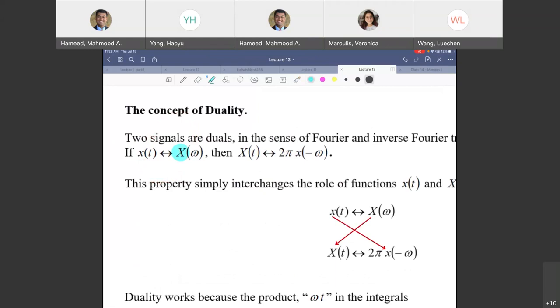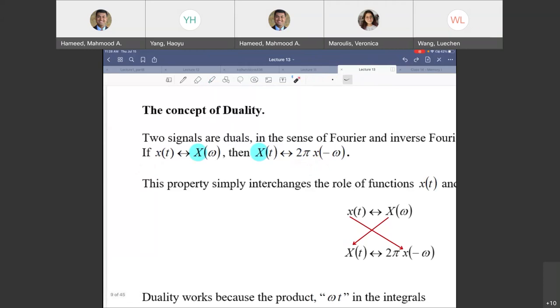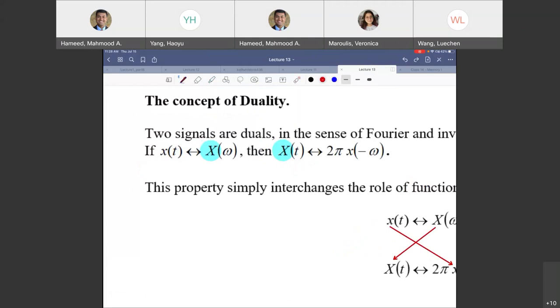a function X, but in the time domain. Its Fourier transform will be 2 pi times small x, which is another function, but in frequency, that has been flipped. So think about it like this. Let's say for x of t you had a rectangle. So small x represents a rectangle function. Then what does cap X indicate? A sinc, right?